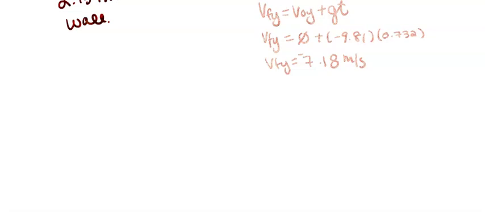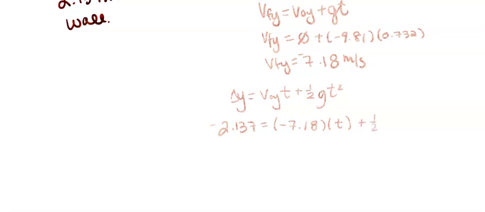So we need to figure out how much time it takes to fall that distance, as well as what is our actual delta x from there. So delta y, we have our value already, and that's our 2.137. V initial y is what we just found, even though we technically found v final. So that's negative 7.18. Your delta y is negative. We don't know time, so we're going to be solving for that. We have 1/2 gravity, which is negative 9.81, multiplied again by time squared.